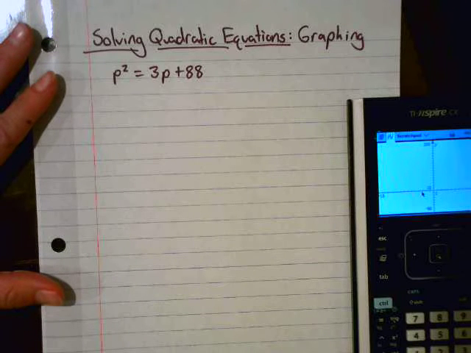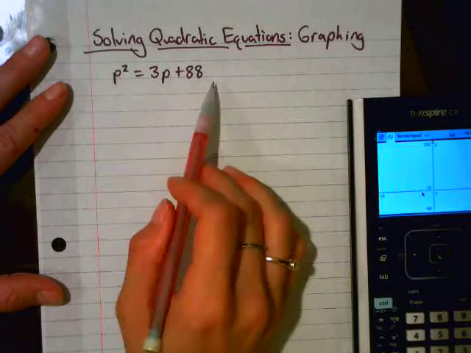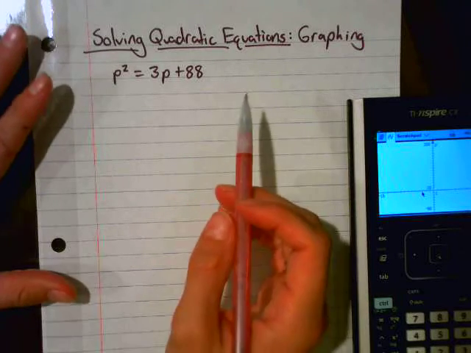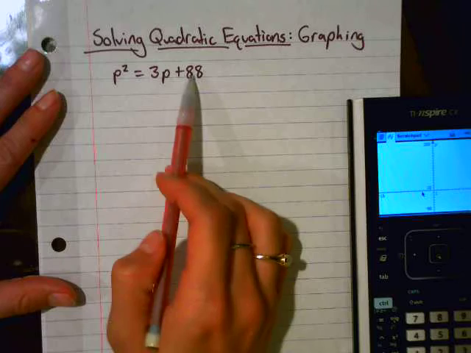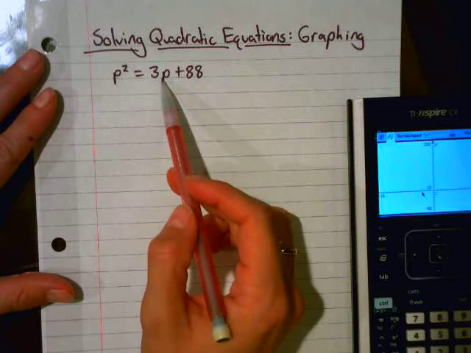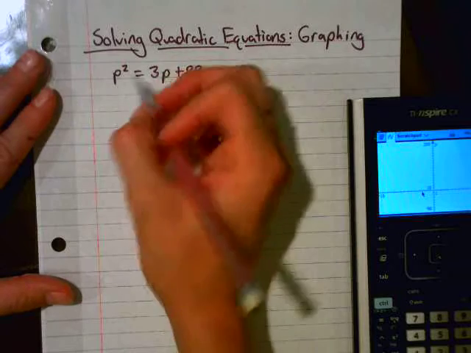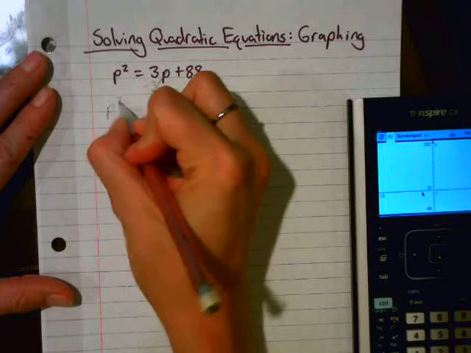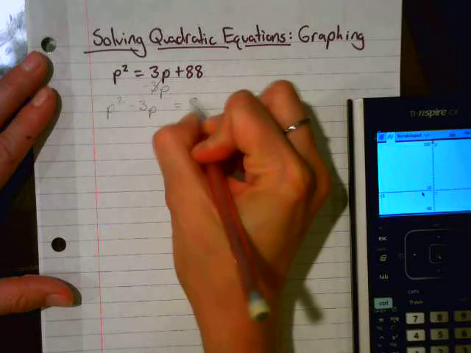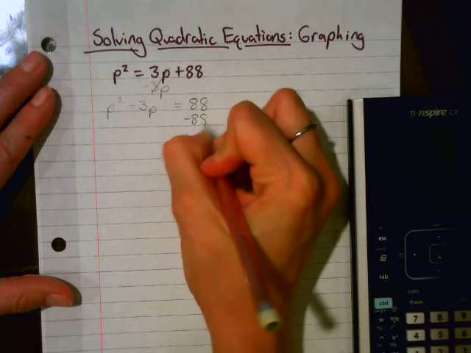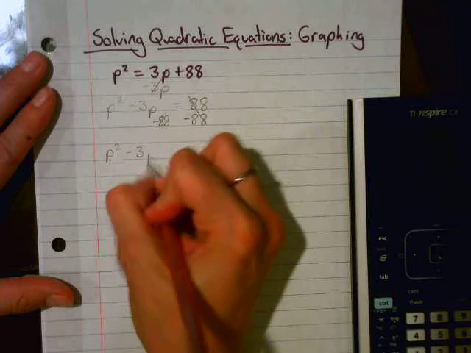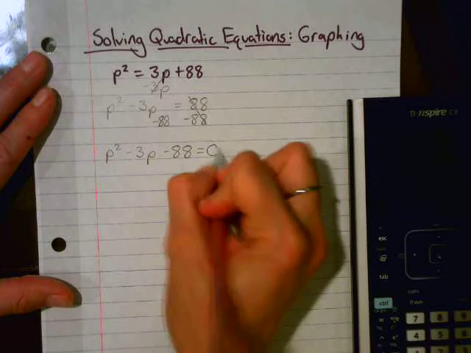Alright, so in this video I'm going to talk about how to solve a quadratic equation by graphing. I have this equation right here. Now one thing you might want to do, if you're solving either by factoring or graphing or any of the strategies, if it's not set equal to 0, one strategy is to first solve so that you have 0 on one side. So in this case I'm going to subtract over 3p and have p squared minus 3p equals 88. Then I'm going to subtract over 88 so that I have p squared minus 3p minus 88 equals 0.